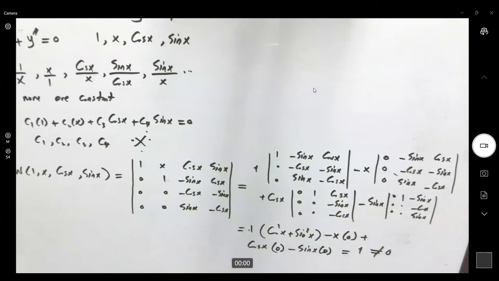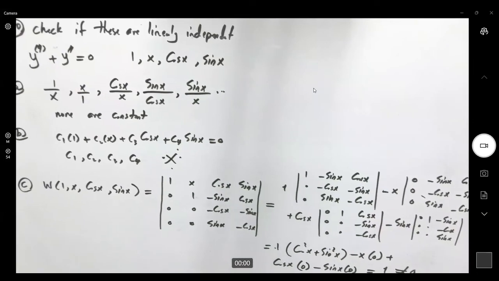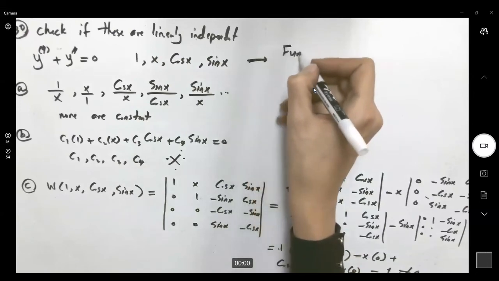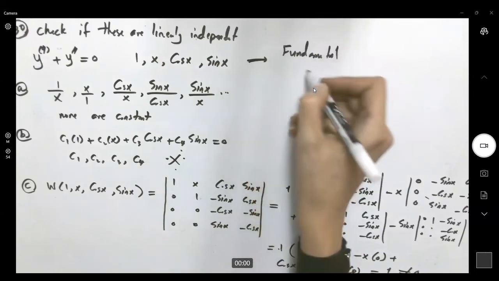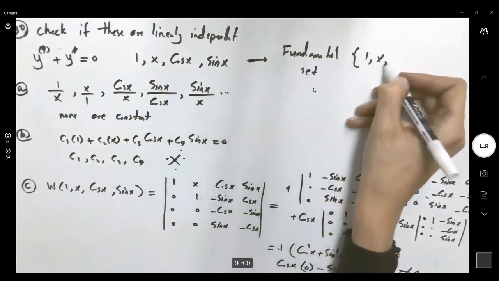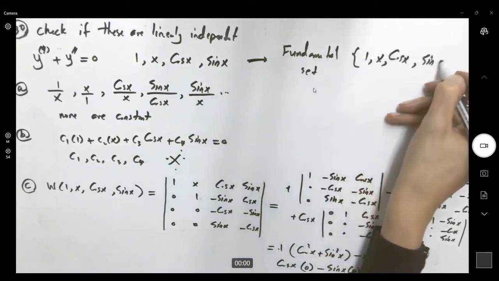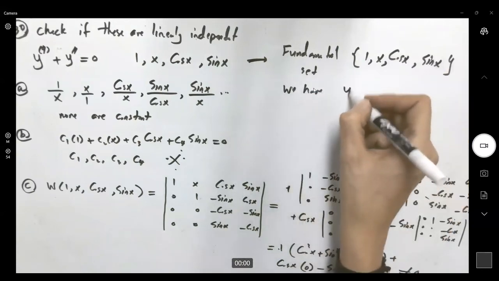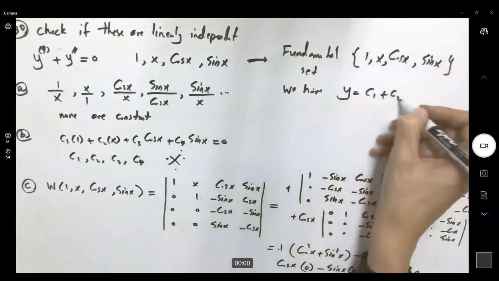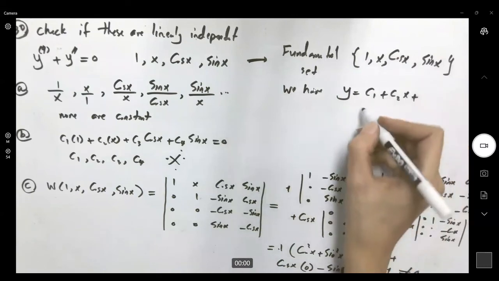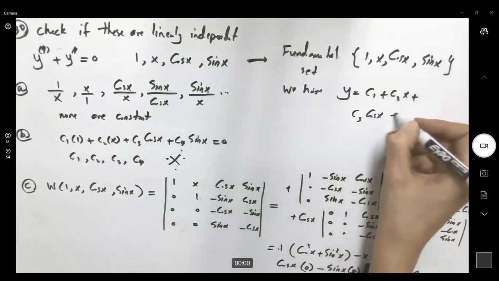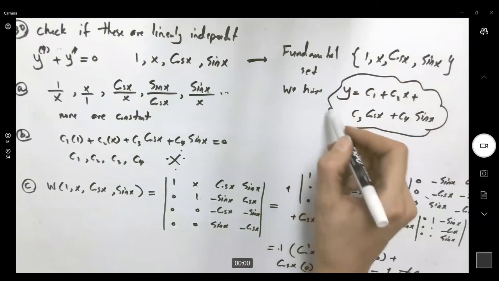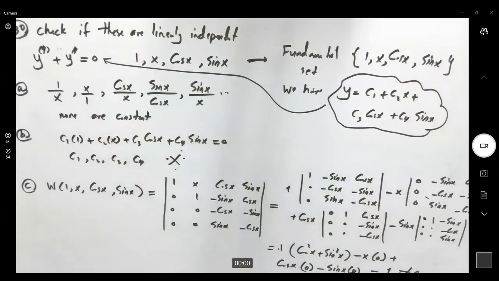So since the Wronskian is not 0, it means that this set is linearly independent. You have a fundamental set: 1, x, cosine x, and sine x. We have the general solution y as c1 plus c2 x plus c3 cosine x plus c4 sine x. That is the general solution for this differential equation.